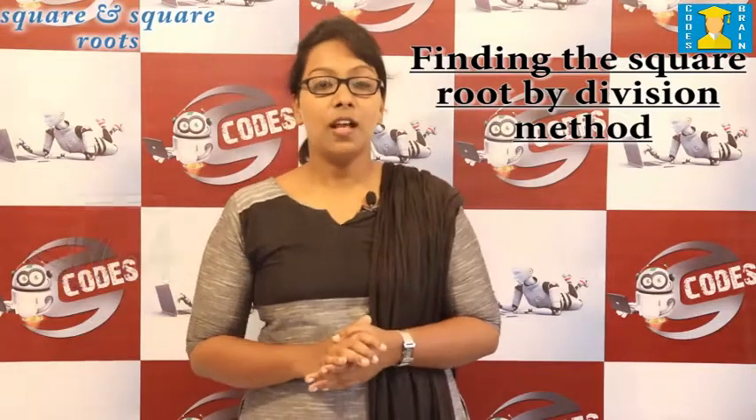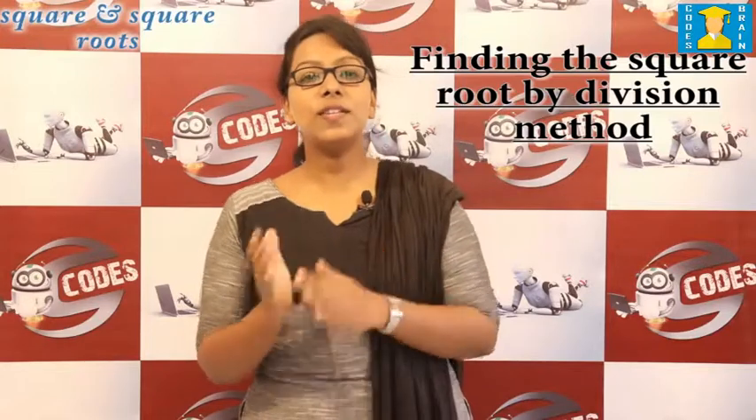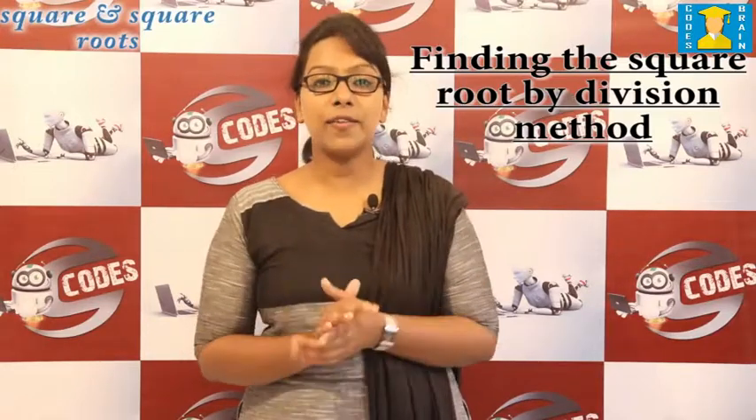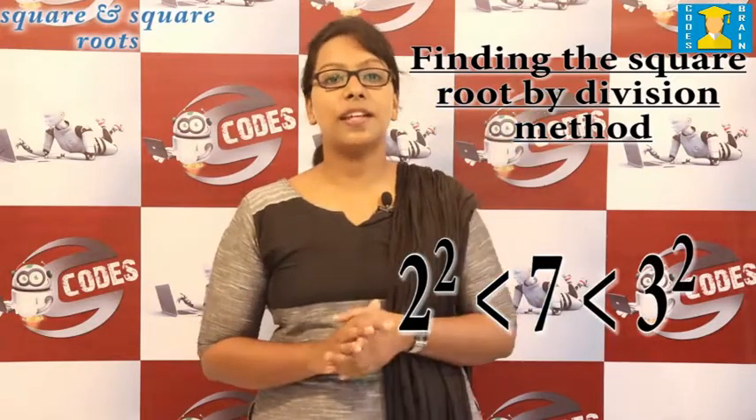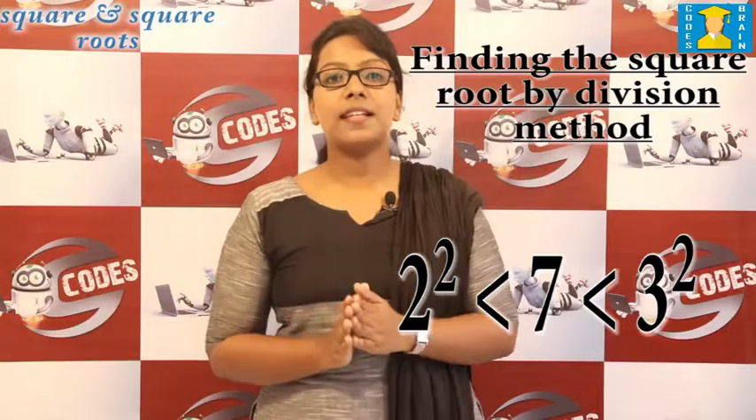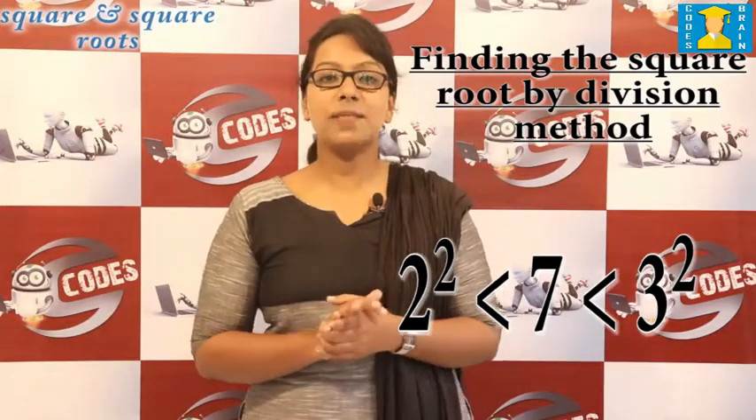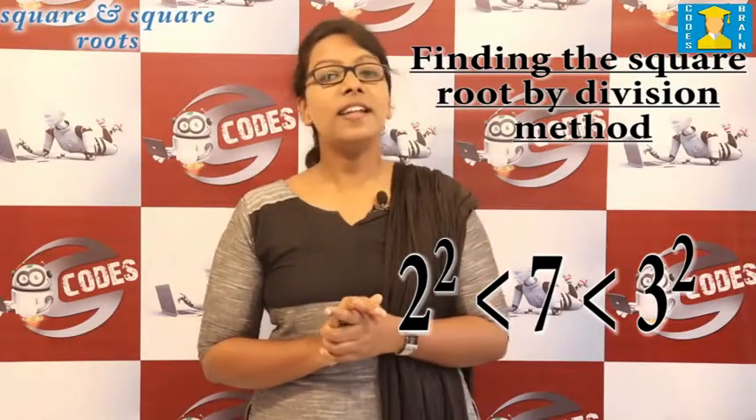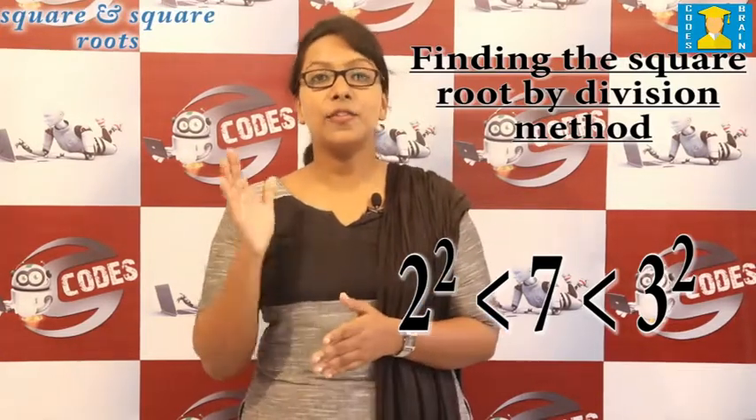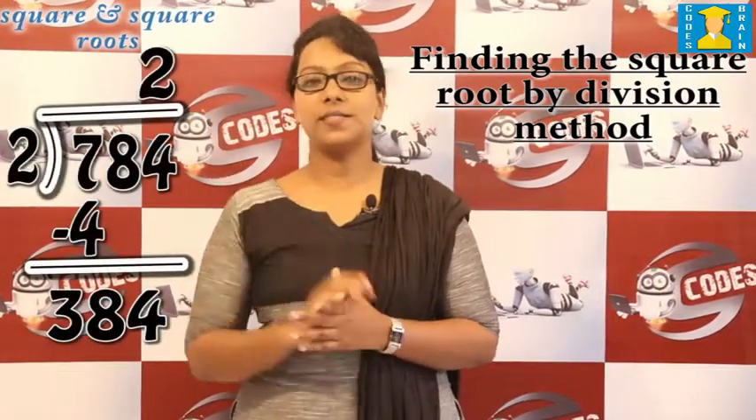Step 2. Find the largest number whose square is less than or equal to the number under the extreme left bar, that is 2 square less than 7 less than 3 square. Take this number as the divisor and the quotient, with the number under the extreme left bar as the dividend, here 7. Divide and get the remainder, here 3. The process of step 2 is shown here.